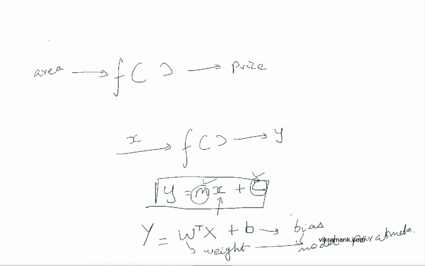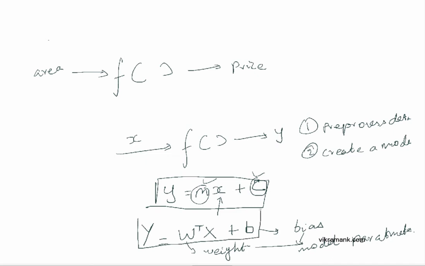As discussed earlier, the very first stage is to pre-process my data. Once I process my data, the second step is to create your model. Here my model is this: capital Y is weight times the input vector plus the bias. And the third step is to train the model, find the model parameters, and finally test it out.